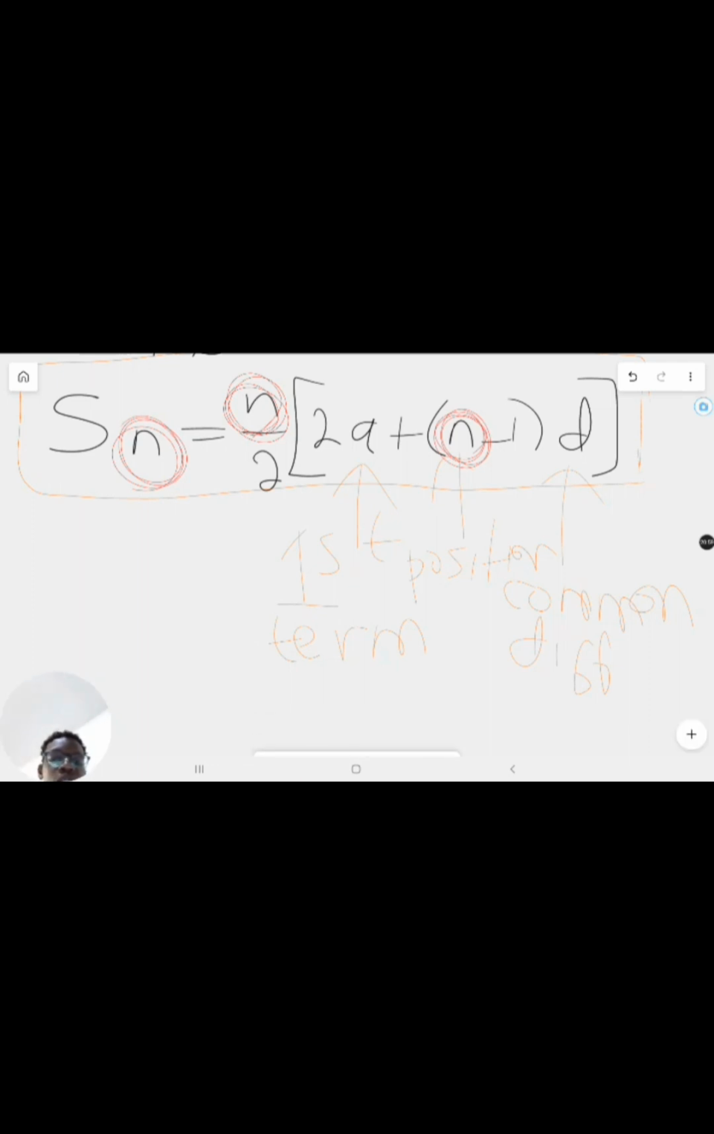Now let's actually use the equation. I'm going to rewrite the series again. So I've got 4 plus 7 plus 10 plus 13 plus 16 plus 19, etc.